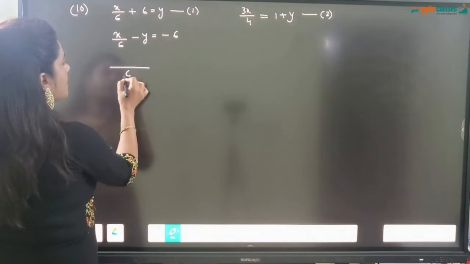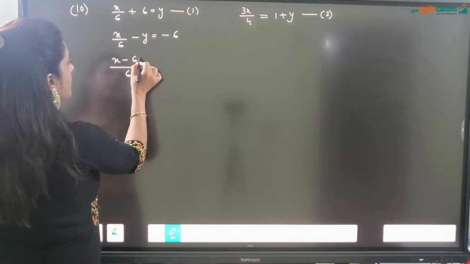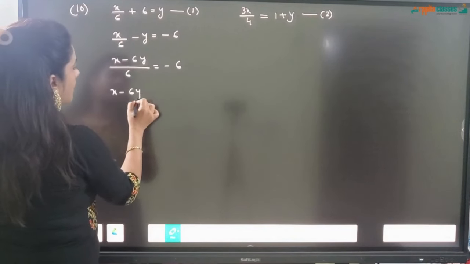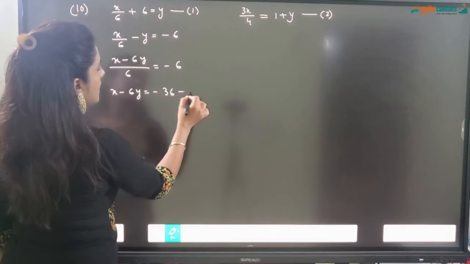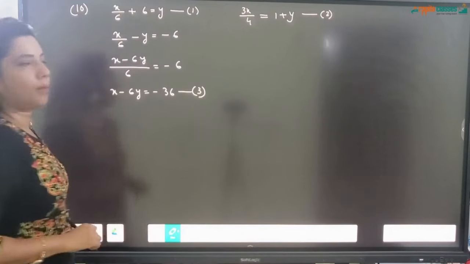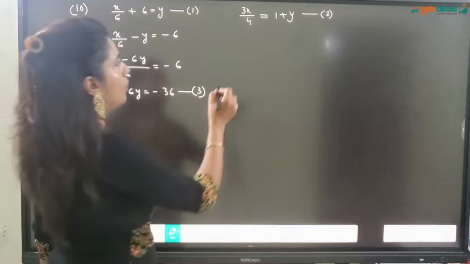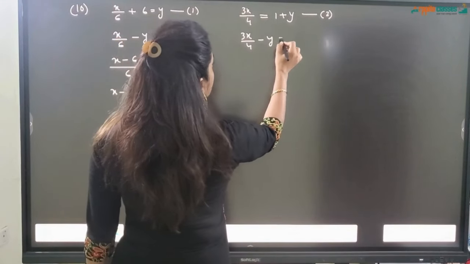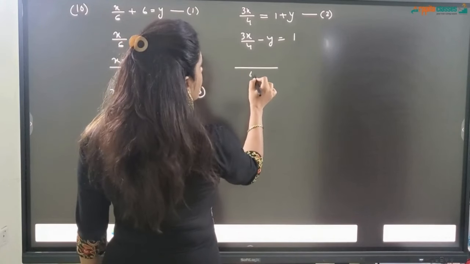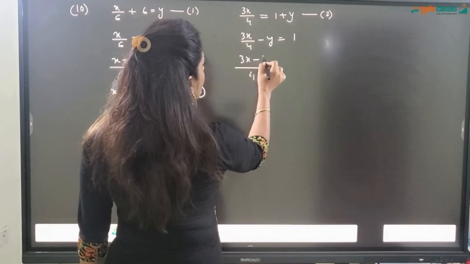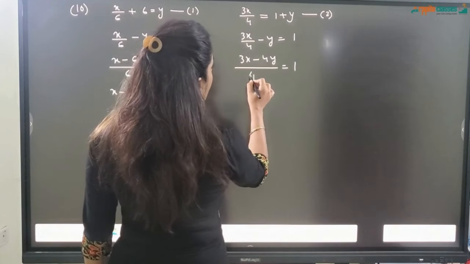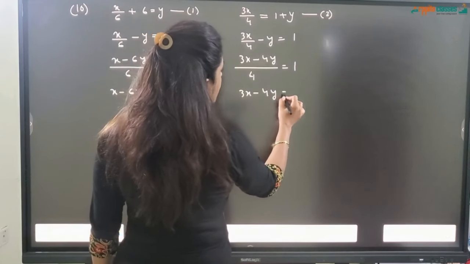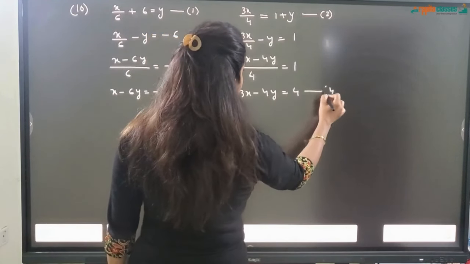Now taking LCM, 6 is the LCM. So x minus 6y is equal to minus 6. So x minus 6y is equal to minus 36. That is my standard form of this equation. Same thing we'll do over here also. 3x upon 4 minus y is equal to 1. Taking the LCM 4, 3x minus 4y is equal to 1. Sending 4 that side, 3x minus 4y is equal to 4. This is my equation 4.